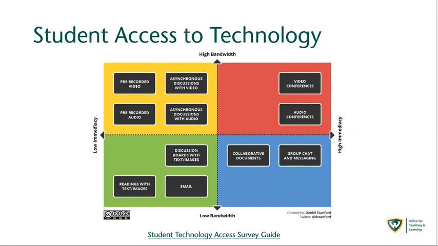Another important consideration is students' access to technology. While synchronous sessions can be great for helping to facilitate that sense of community in an online class, they're also a high bandwidth, high immediacy kind of activity, meaning that students who don't have access to high-speed internet may struggle with connectivity issues and meeting those live sessions. The OTL has created a student technology access survey, which you can copy and send to your students to try to get a sense of what their access to technology is like. The link to that's going to be on the page where you found this video.